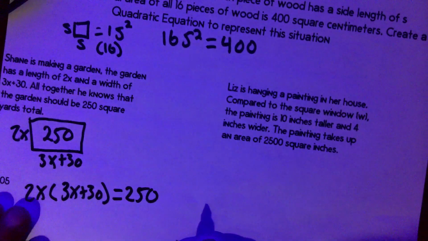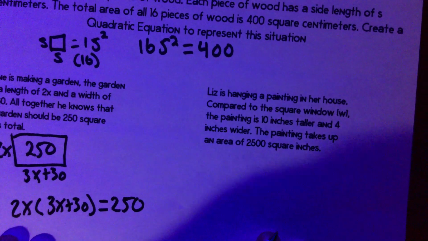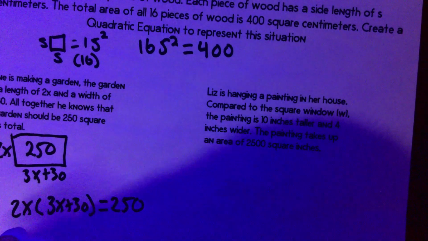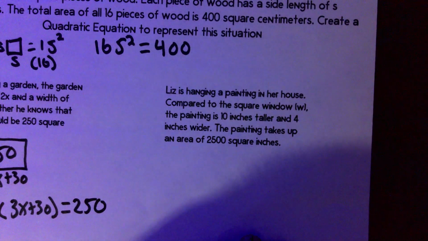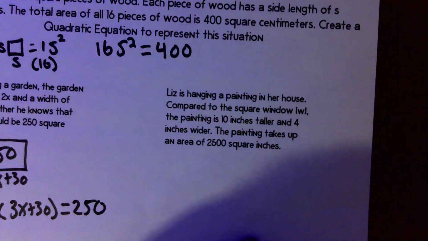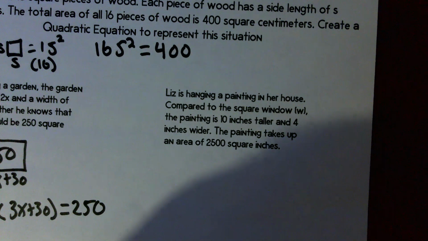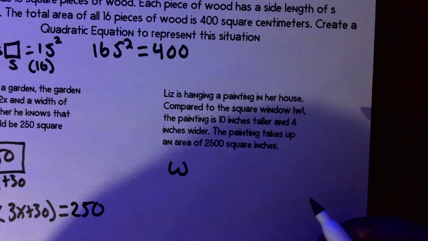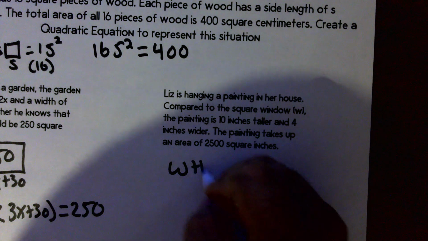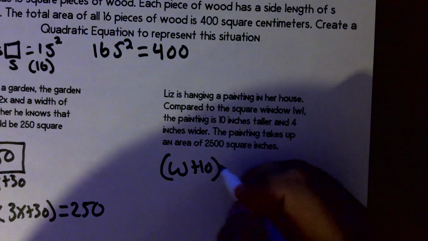Okay, and last one. Liz is hanging a painting in her house. Compared to the square window, the painting is 10 inches taller and 4 inches wider. The painting takes up an area of 2,500 square inches. The reason the window is in here is that it's something we can use as a variable. We don't know the size of the window, but we know that one side of the painting is 10 inches taller and the other side is 4 inches wider.